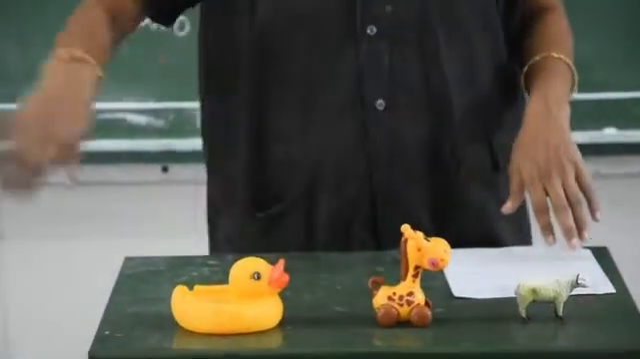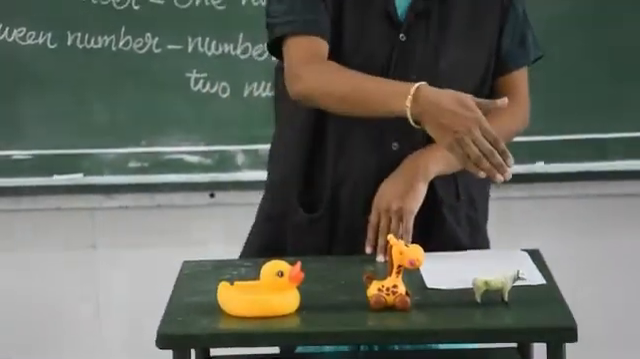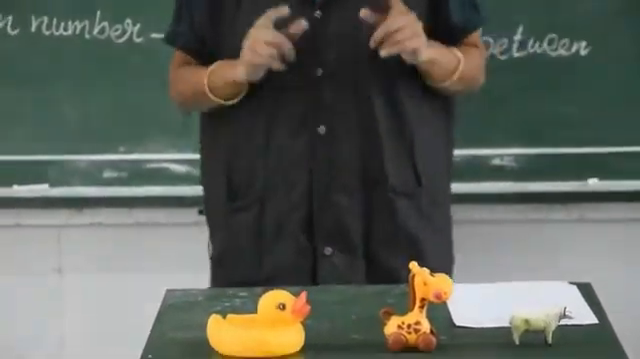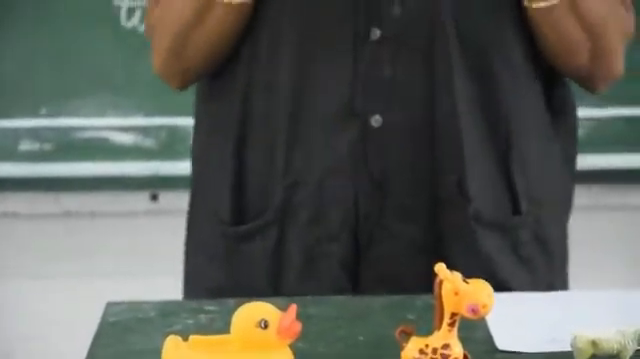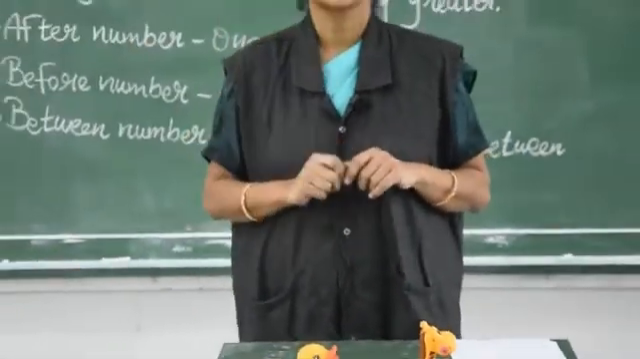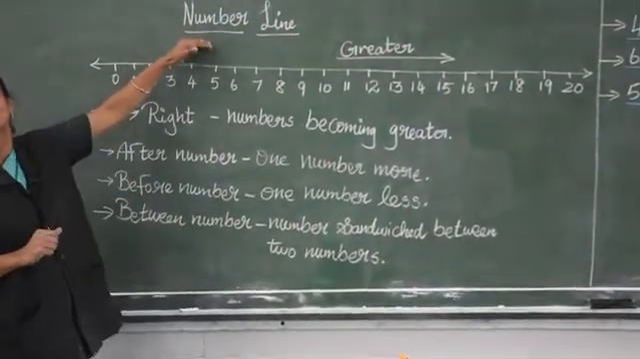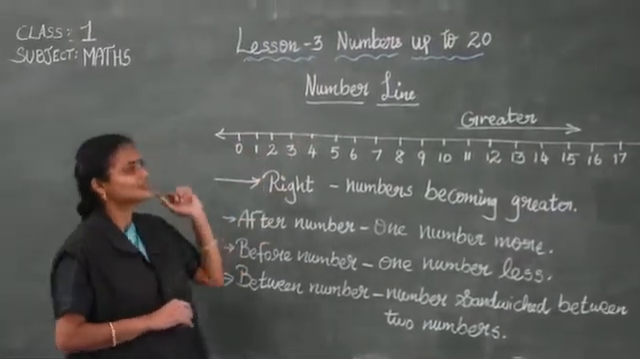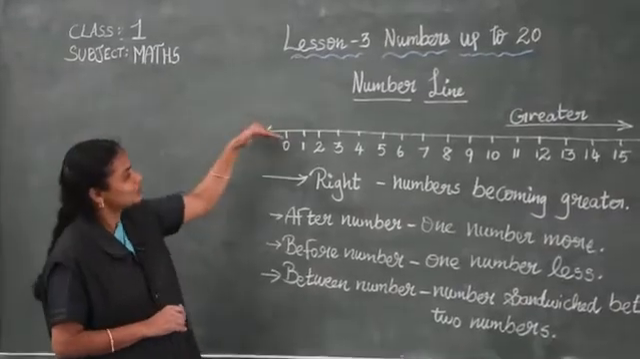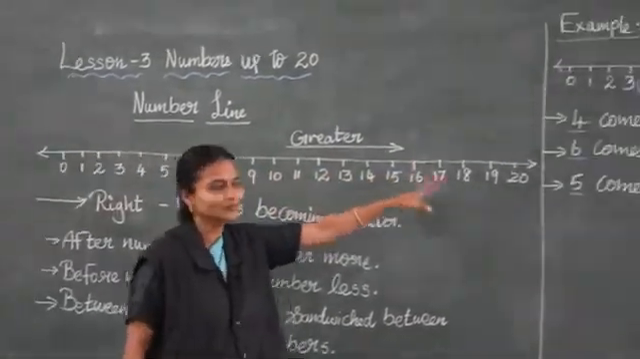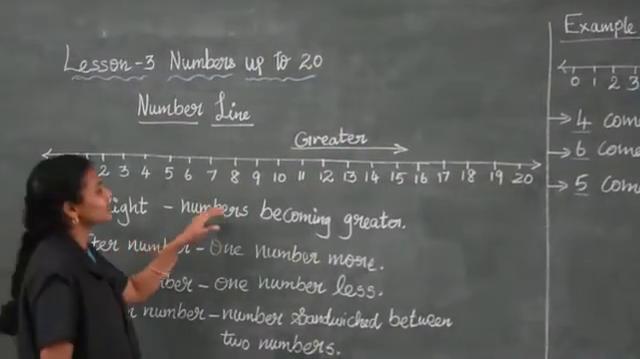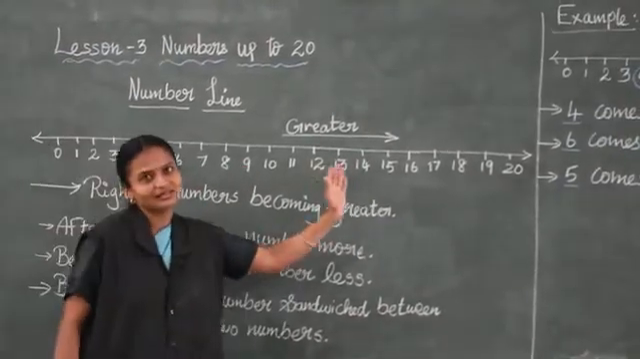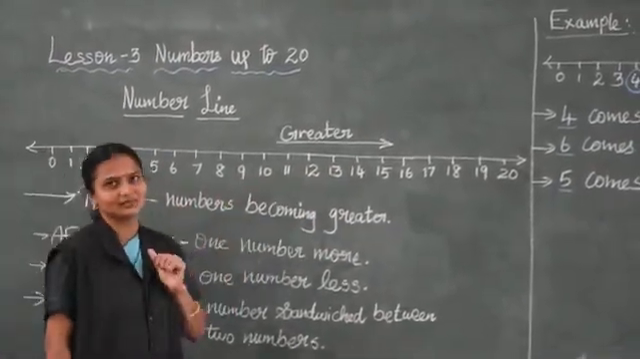Now, how are they placed, children? Yes, they are placed in a line. In the same way, the numbers can be expressed and can also be represented in a line. Such a line is called a number line. The number line starts from 0. Now, as we move towards the right of the number line, we find that numbers become greater. Can you see, children? If we move towards the right, the numbers become greater.